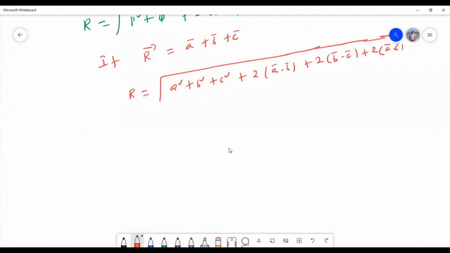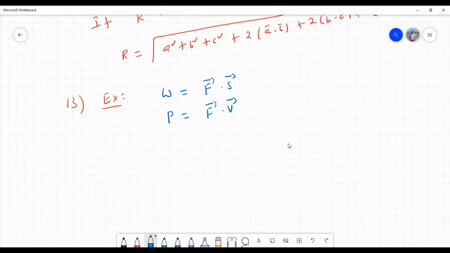And the last one is examples. What are the examples for dot product? So in first year of intermediate, we can understand only two examples. That is work done. Work is equal to F bar dot S bar and power is equal to F bar dot V bar.